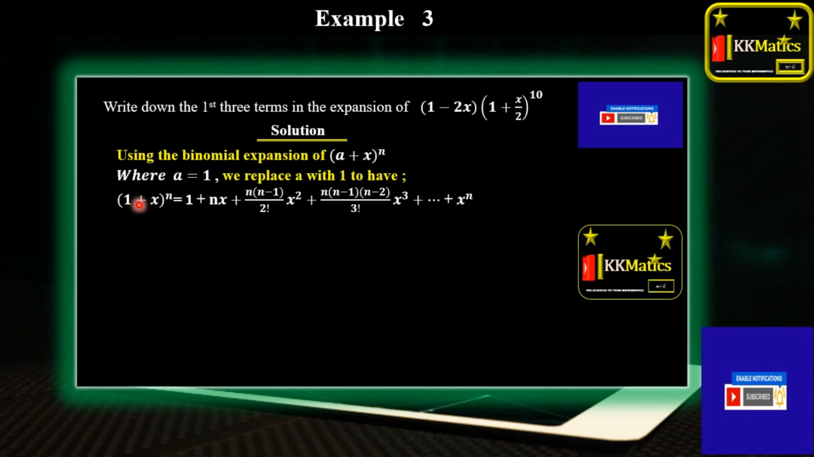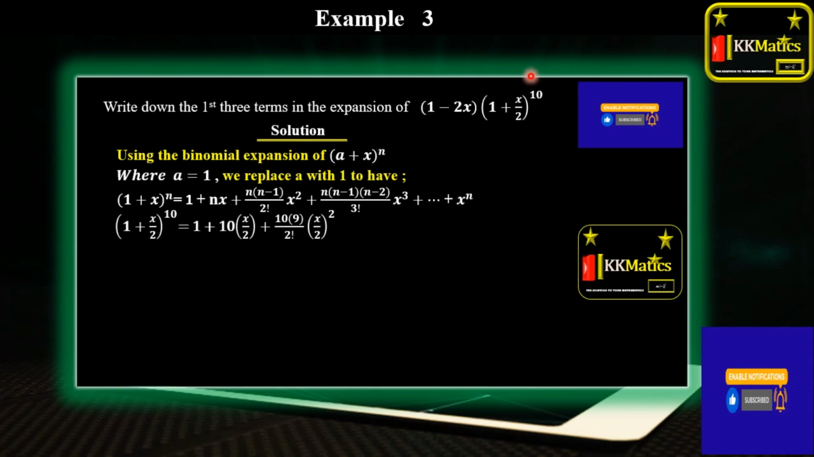So that leads us to this. Wherever we have our a in the earlier expression, we replace it with 1, and that leads us to this expression. So this expression is helpful. We can use this expression in finding the binomial expansion of this expression there. So that's what we've done there.